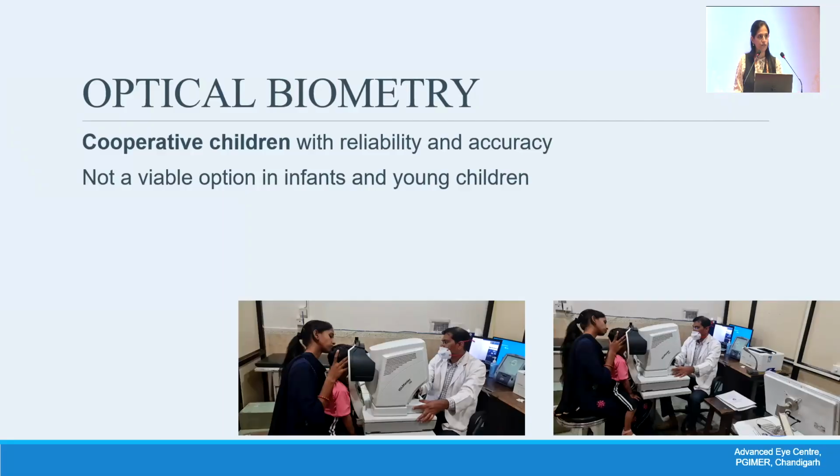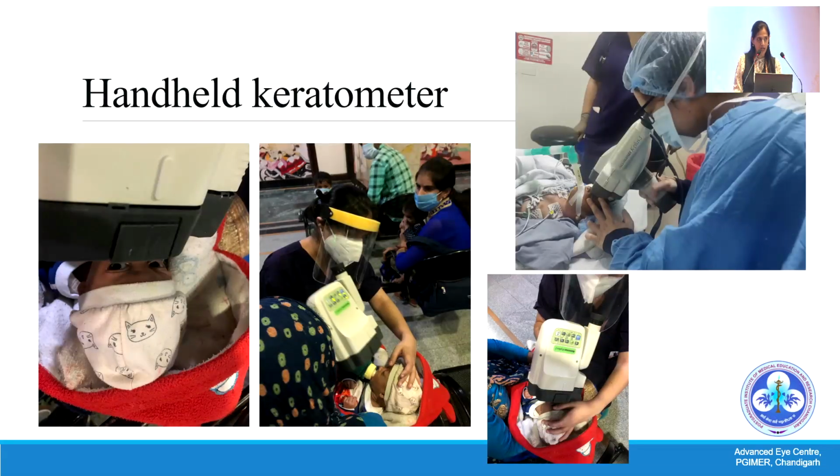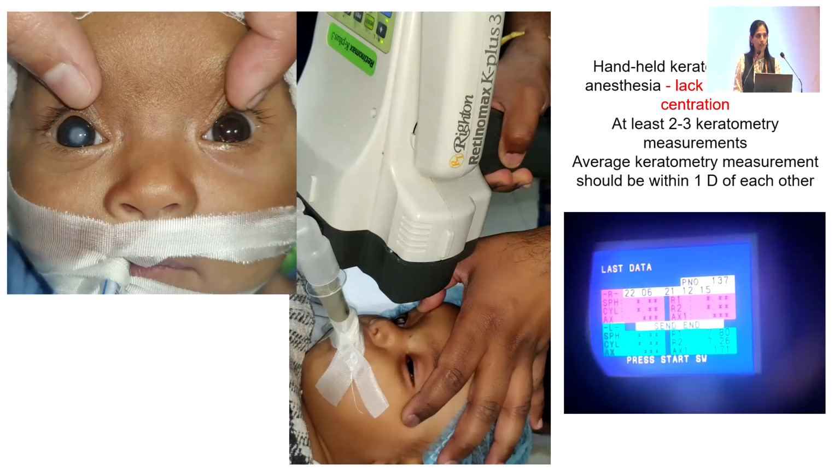For cooperative children, optical biometry is the best because that will give you the most accurate K reading, but it is not a viable option when you're dealing with infants. So you can use a handheld keratometer, often when the child is sleeping, or in this case, you see the child is breastfeeding and we are taking a keratometry reading. In the OR, it's again a more accurate method, ensuring that the eye is stable and central.